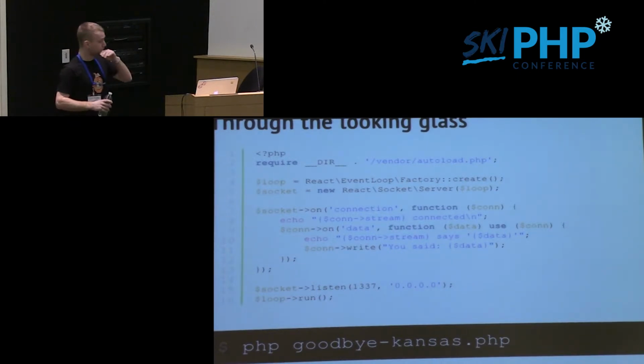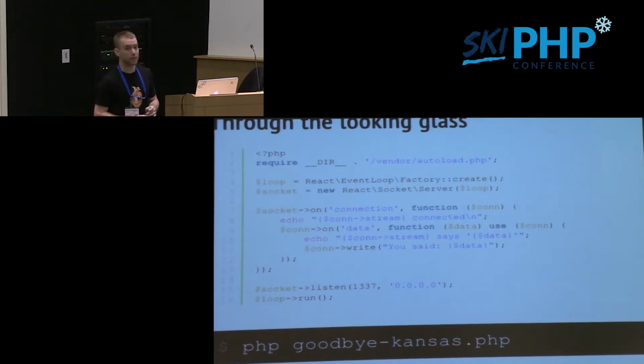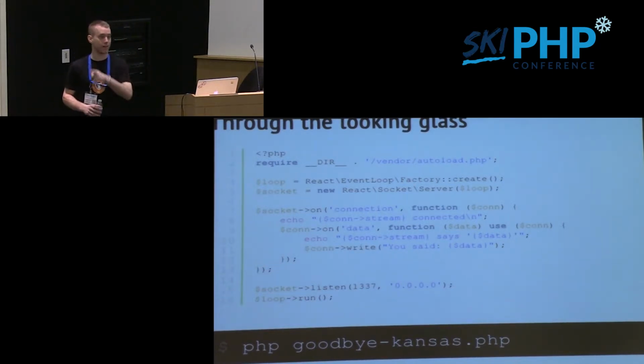So what this does is you will create an event loop with one of the APIs. You will create a socket server and inject the event loop into it. And on an event, a connection, we are going to echo out that there was a connection made. And when we receive data from that connection, we are going to echo out that we received data, and as well write back to that connection what they said to us. And at the end, we are going to say listen on port 1337 and bind it globally. And then we're going to run our event loop. So once we do this, it starts the event loop, and the script will not exit until it crashes or you kill it.